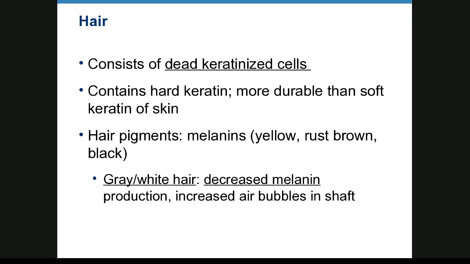Okay, hair is made of dead, keratinized cells, and it's hard keratin. It's a lot more durable than soft keratin. Pigments in it are melanins, yellow, rust brown, pure black, or every shade in between. Some people have very, very red hair. Gray or white hair is because as one has developed along in age, and I will say some people have white hair at 17, 16, they decrease melanin production and air bubbles get in the shaft of the hair.